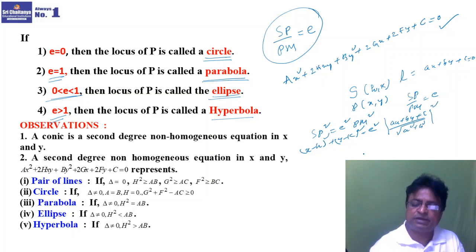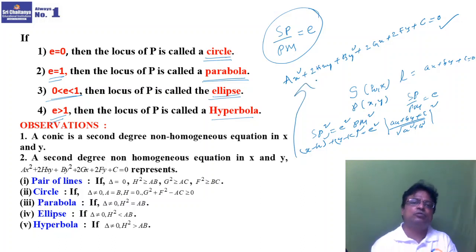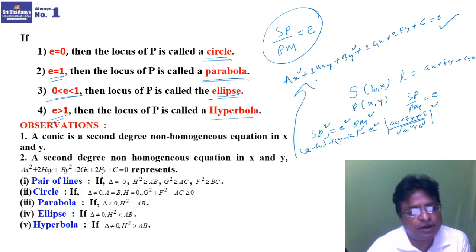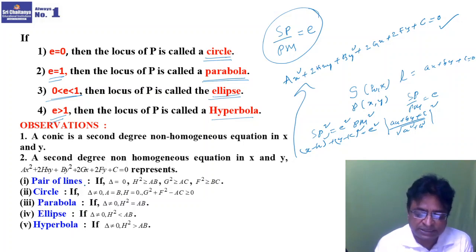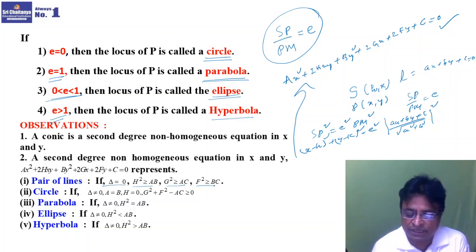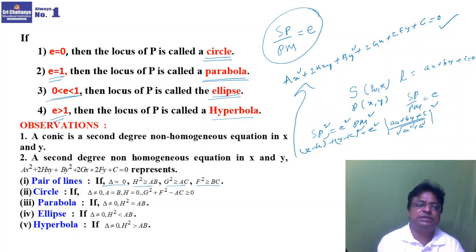After simplification of the entire thing, you will get a second degree non-homogeneous equation in x and y. A second degree non-homogeneous equation in x and y represents a conic. It represents a pair of lines if delta equals 0 and h square is greater than or equal to ab, g square is greater than or equal to ac, and f square is greater than or equal to bc.